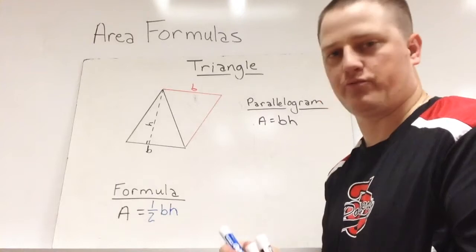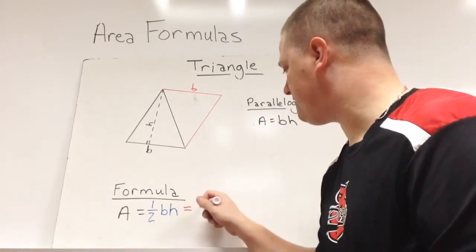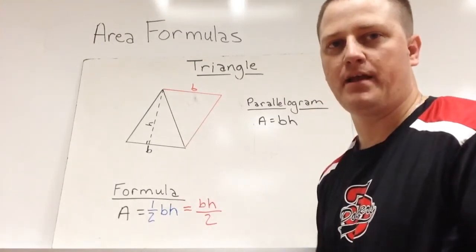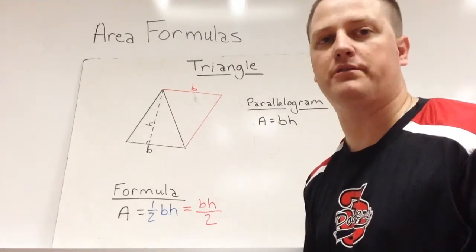This is sometimes written as base times height divided by 2. Alright, triangle is pretty simple. Now we're going to get into a little bit more complicated ones.